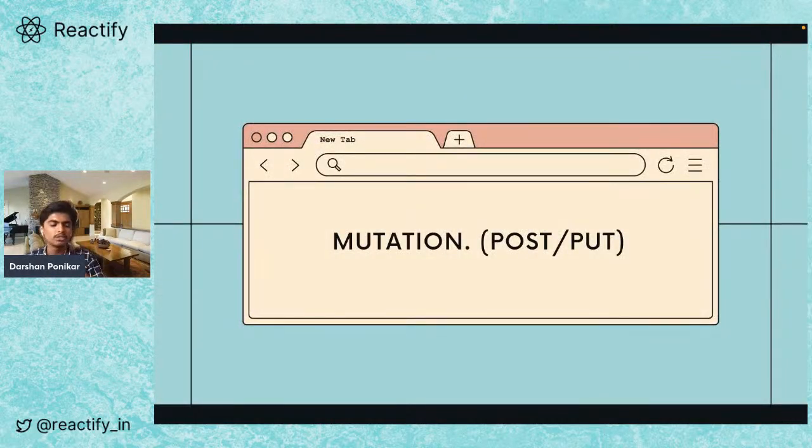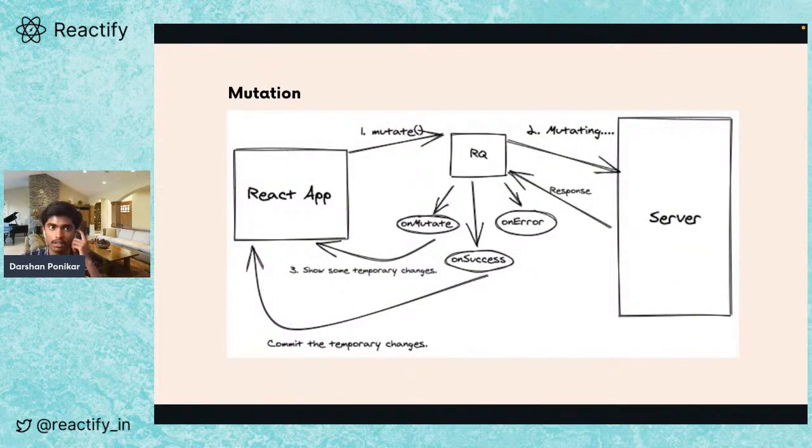Okay, mutation. So this is all about fetching a query, but we never talked about POST and PUT, and this is a really important thing. Like, okay Darshan, we have seen how to fetch data, and you have just told me this was a high-level overview of React Query. But let's talk about mutation, how to mutate data. For this, React Query provides mutation. In the mutation, React Query has some callback listeners: onMutate, onSuccess, and onError.